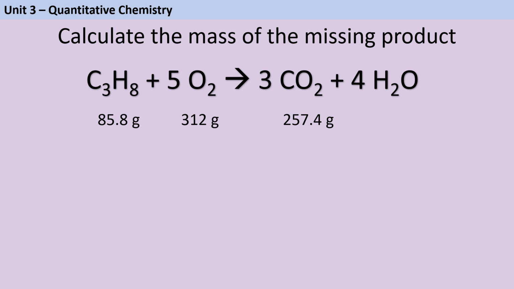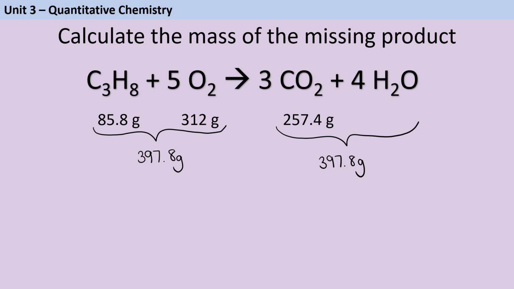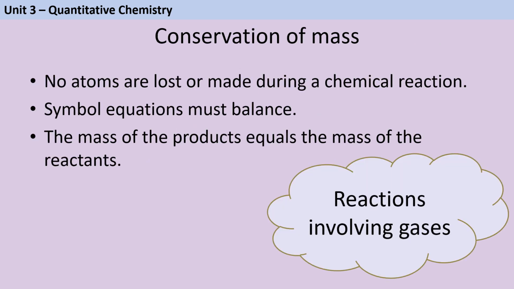So if I add up the mass of the reactants, I get 397.8 grams, and therefore the mass of the products must also be 397.8 grams. So if I subtract the mass of the carbon dioxide, then I get the mass of my water, which is 140.4 grams. Now this can start to get a little bit more complicated when we start looking at reactions that involve gases, where the mass may appear to change.